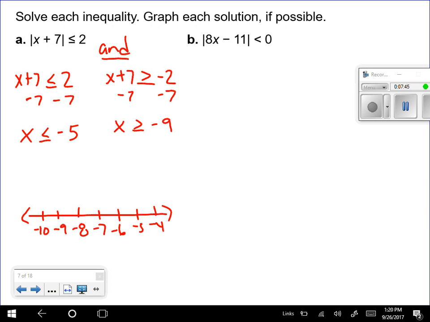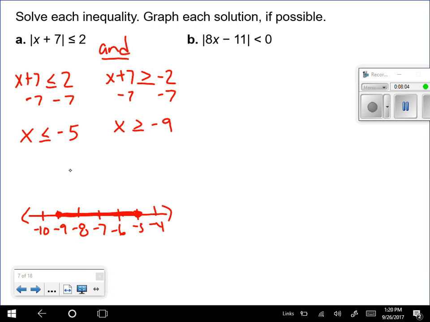Okay, close circles at both. Think about this. X is greater than or equal to, so that's going to be heading this way, and x is less than or equal to, so that's going to be heading this way. I have an and, so it should be an intersection.